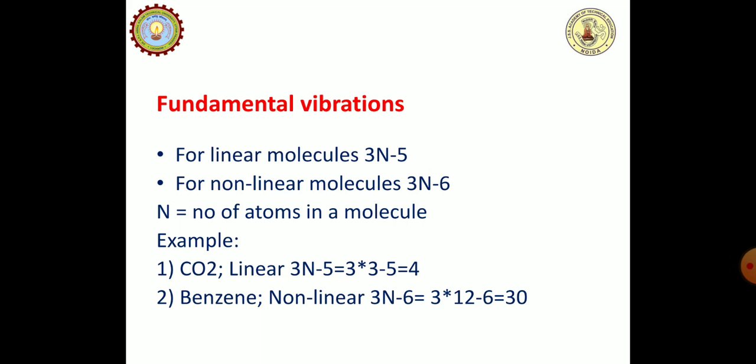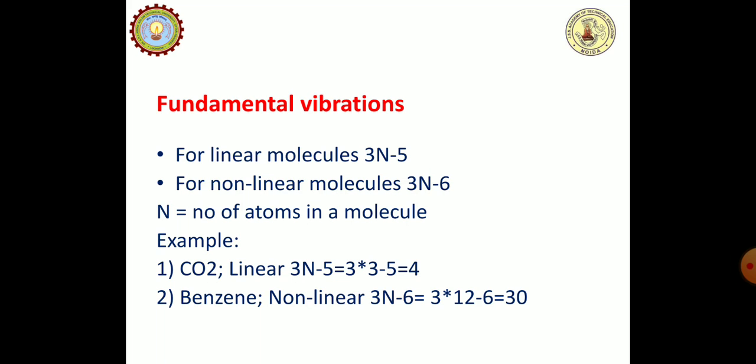For example, to determine the fundamental vibrations in the carbon dioxide molecule, we already know carbon dioxide, CO2, is a linear molecule. 3n minus 5, where n, the number of atoms, is 3. 3 into 3, 9, minus 5 is equal to 4. This means there are 4 fundamental vibrations in the carbon dioxide linear molecule.